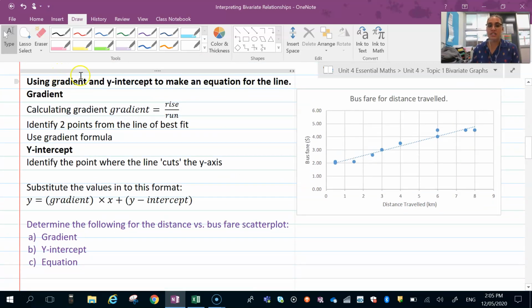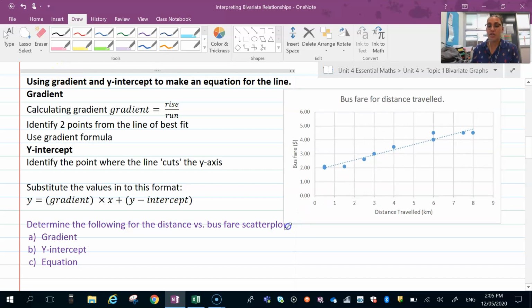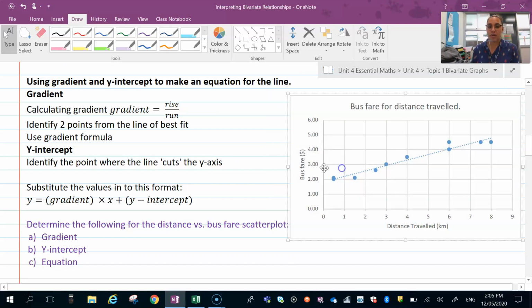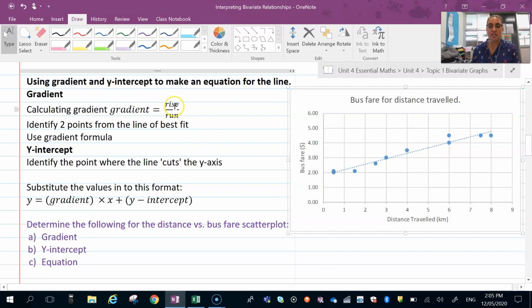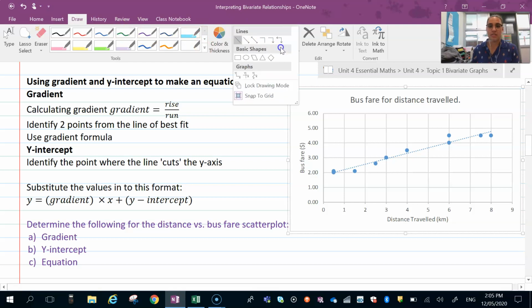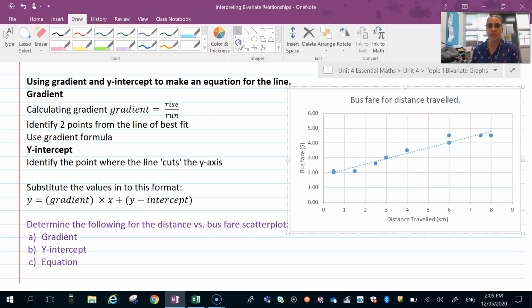So what we do is take that information and interpret it in order to find the gradient and the Y-intercept. The gradient can be found mathematically using rise over run, and you need to find two points from the line of best fit. I'm going to grab a different color, green. Okay, so I'm going to try to interpret this, using points as close as I can to whole numbers.